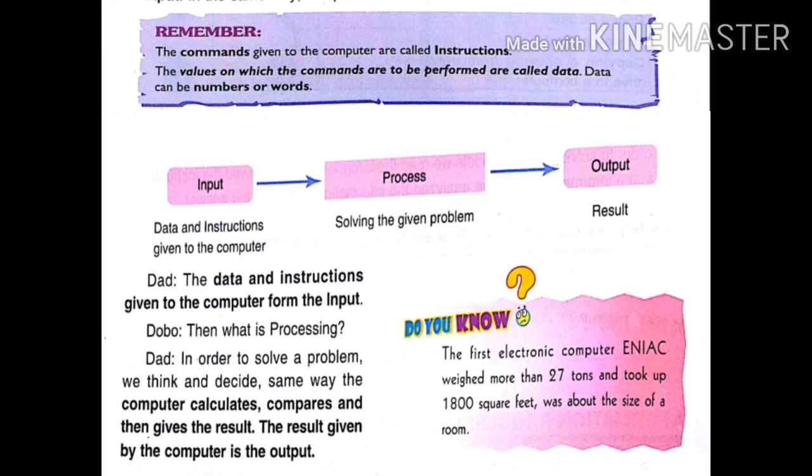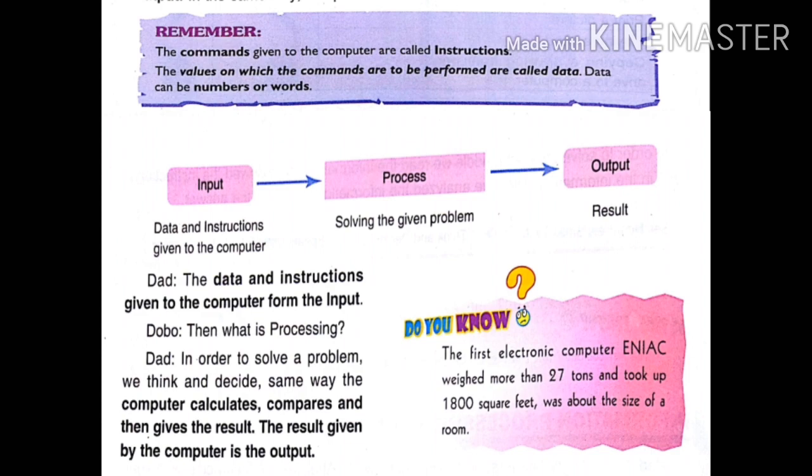Now come to the Do You Know section. The first electronic computer, ENIAC, weighed more than 27 tons and took up 1800 square feet, about the size of a room. Now this is about our first electronic computer, whose weight is about 27 tons and it takes around 1800 square feet.